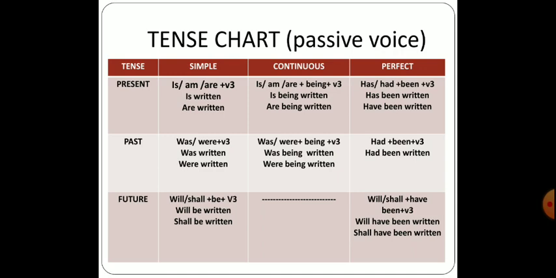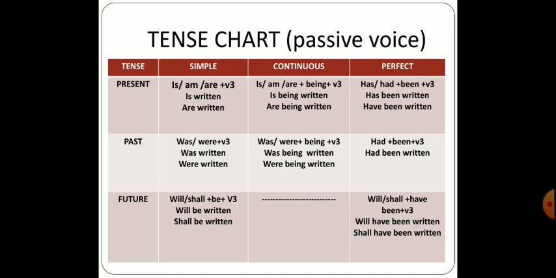Now simple future tense. In future tense we usually put will or shall. Either of one you can use. It is not compulsory to use both, one of it according to the sentence.